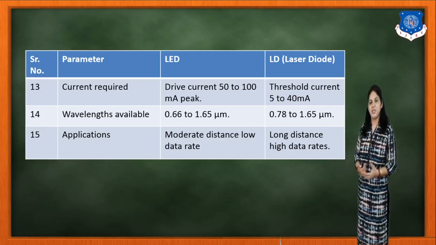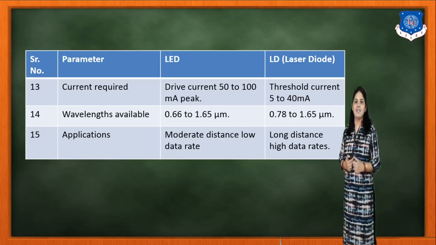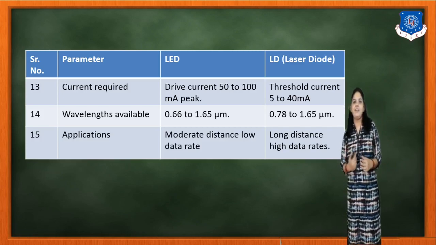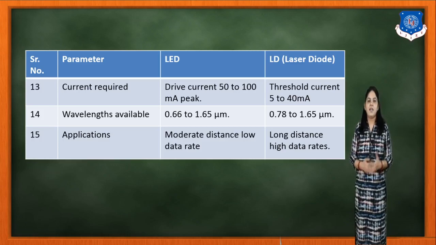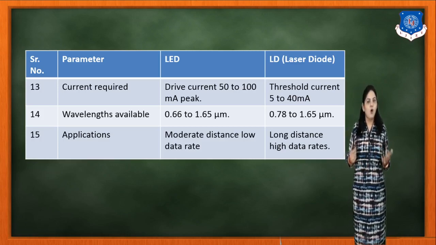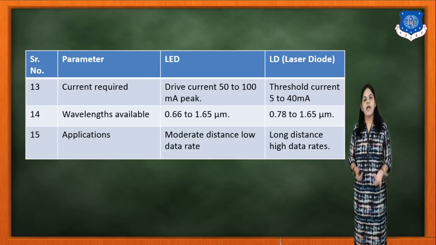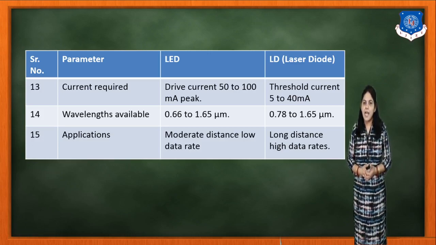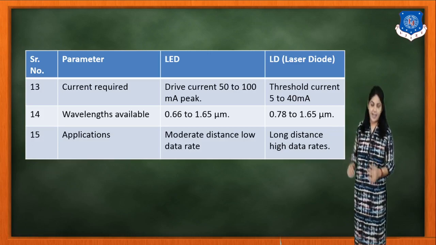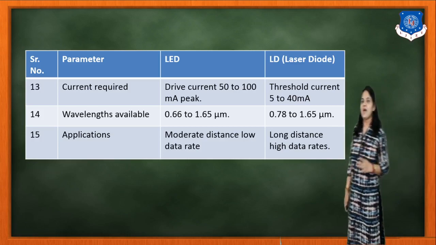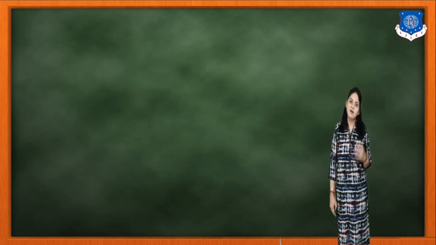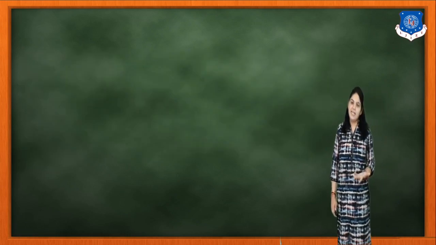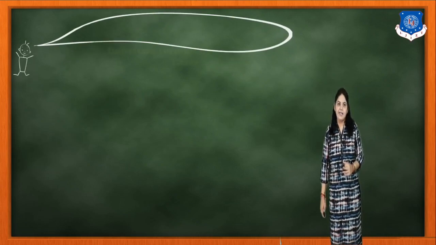Last but not least, regarding the applications of the LED and the laser: the application of the LED is moderate distance and low data rate, and for the laser, long distance and high data rate. So these all are the applications and the comparison between the laser diode and the LED.